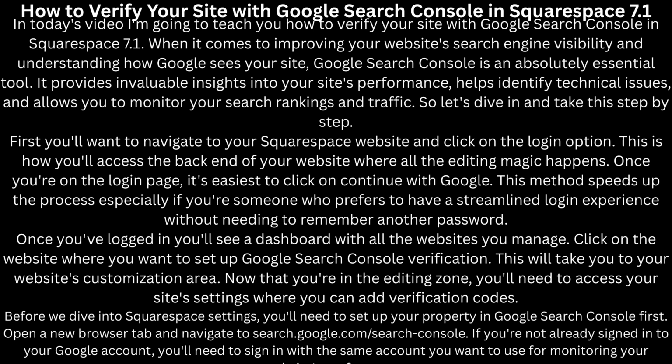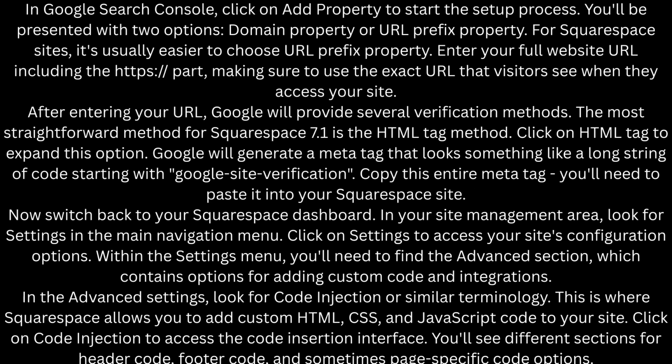In Google Search Console, click on Add Property to start the setup process. You'll be presented with two options, Domain Property or URL Prefix Property. For Squarespace sites, it's usually easier to choose URL Prefix Property. Enter your full website URL, including the https:// part, making sure to use the exact URL that visitors see when they access your site. After entering your URL, Google will provide several verification methods.